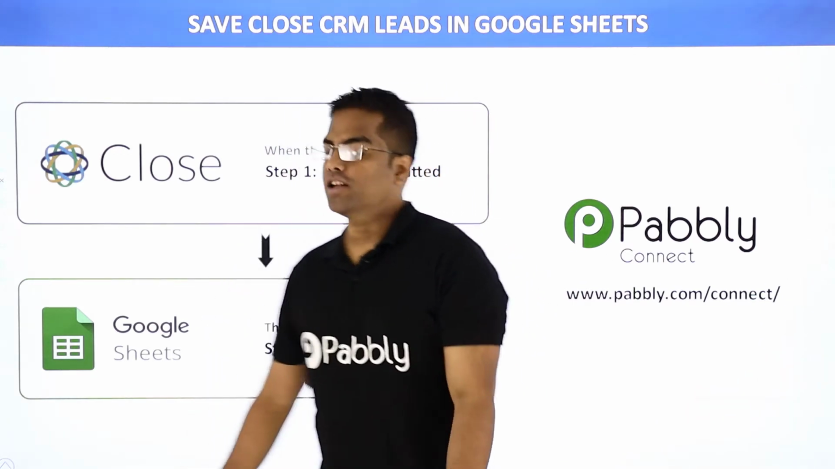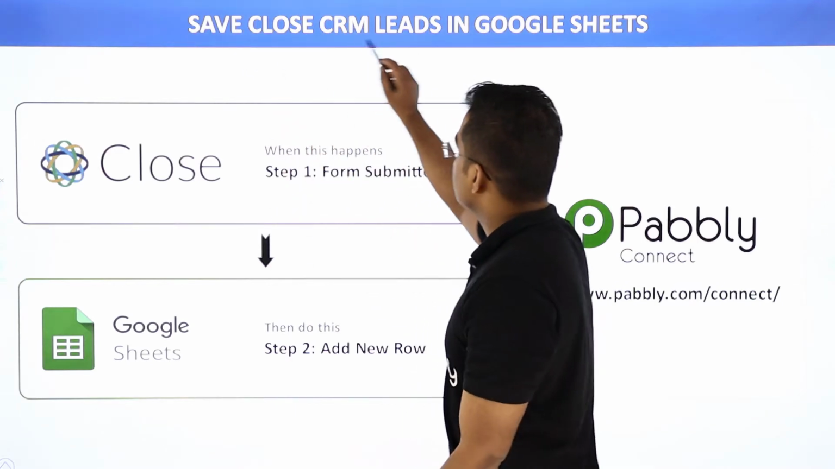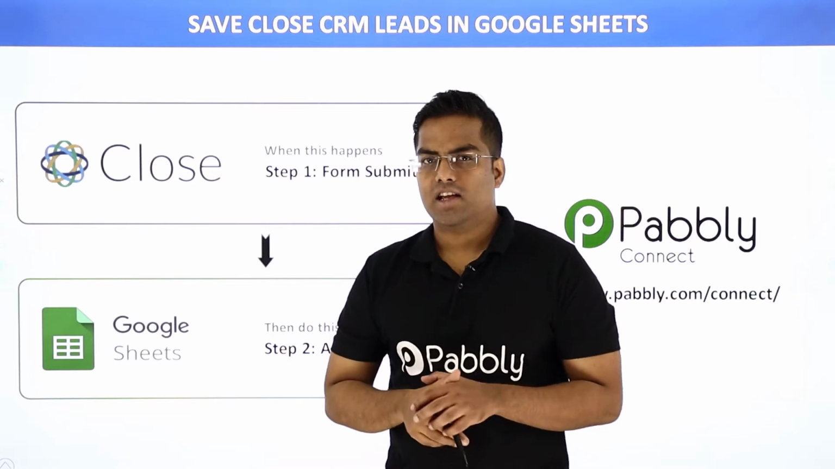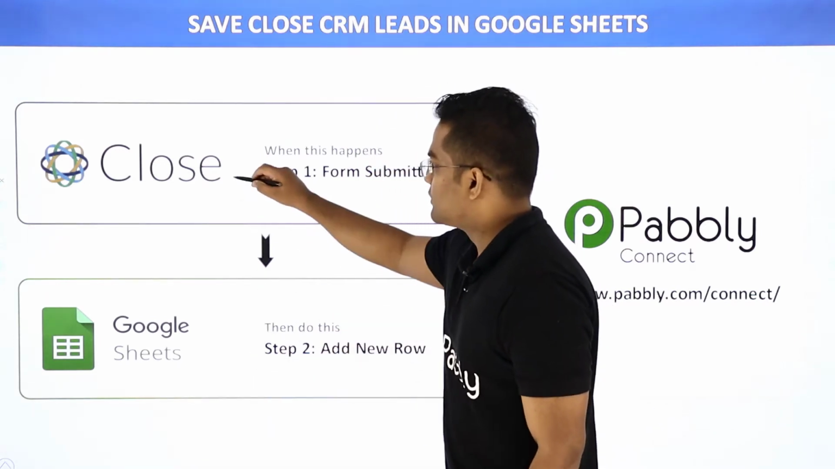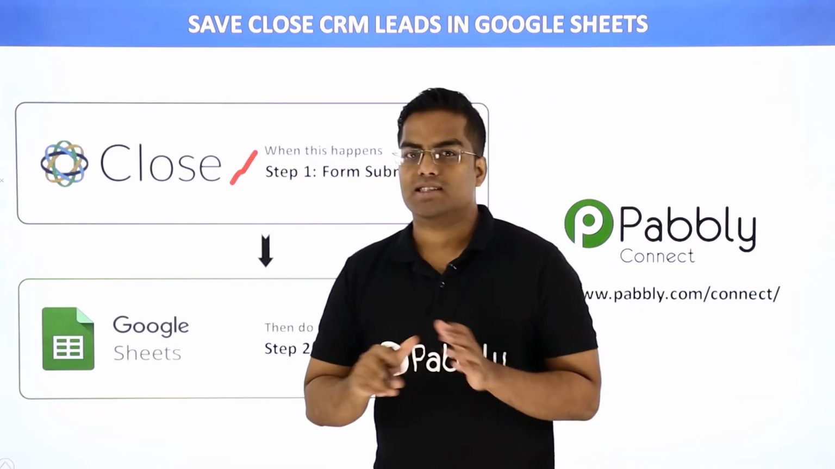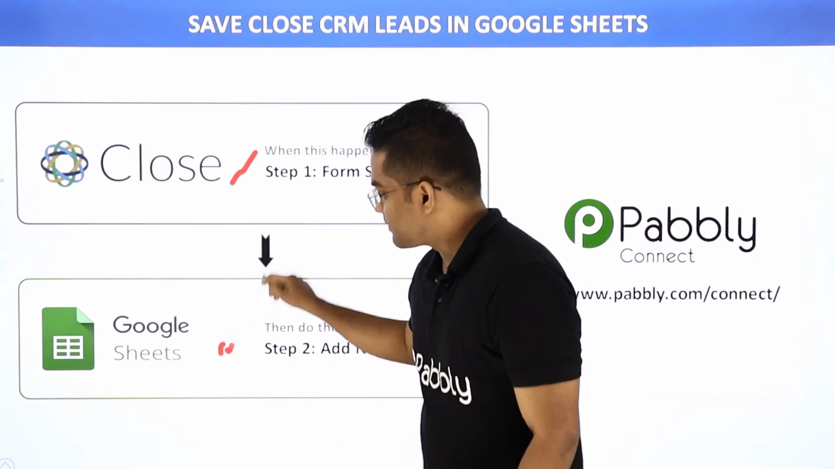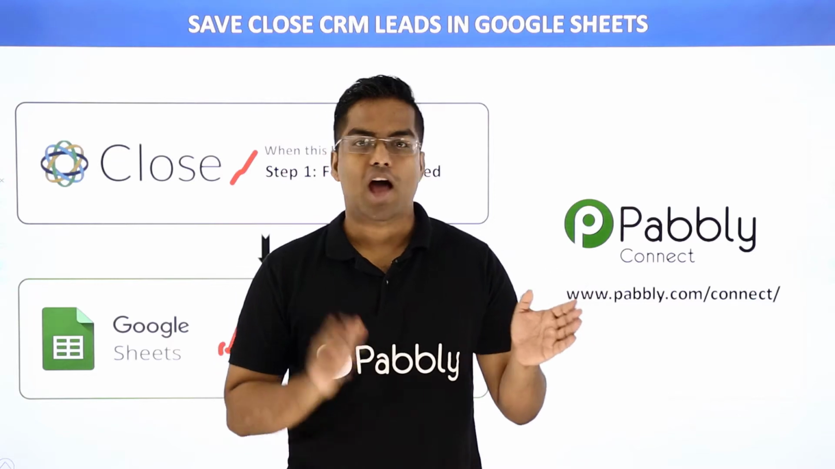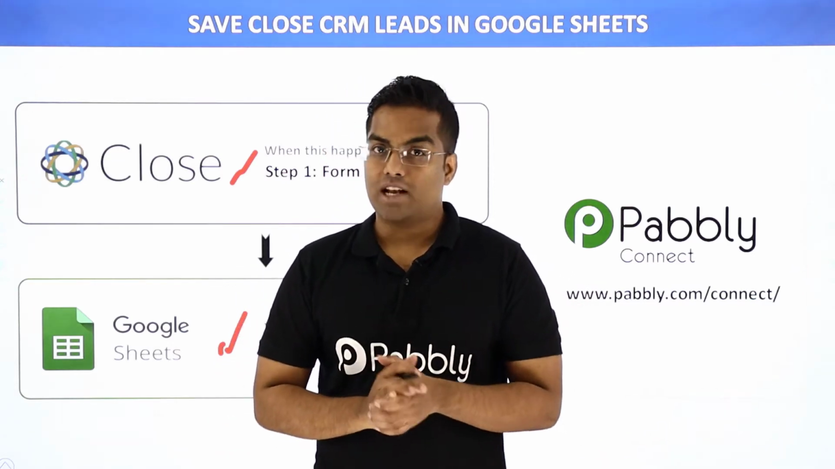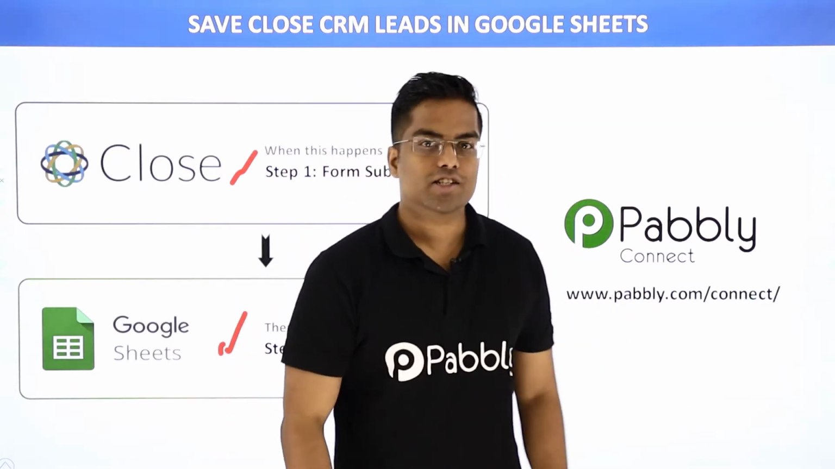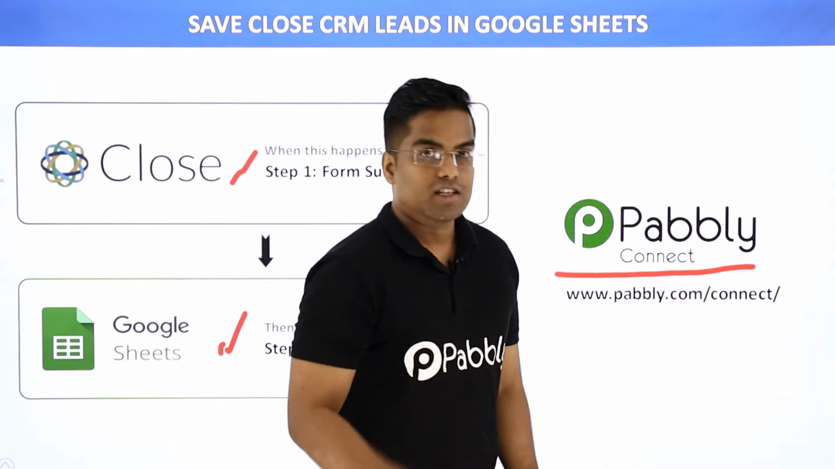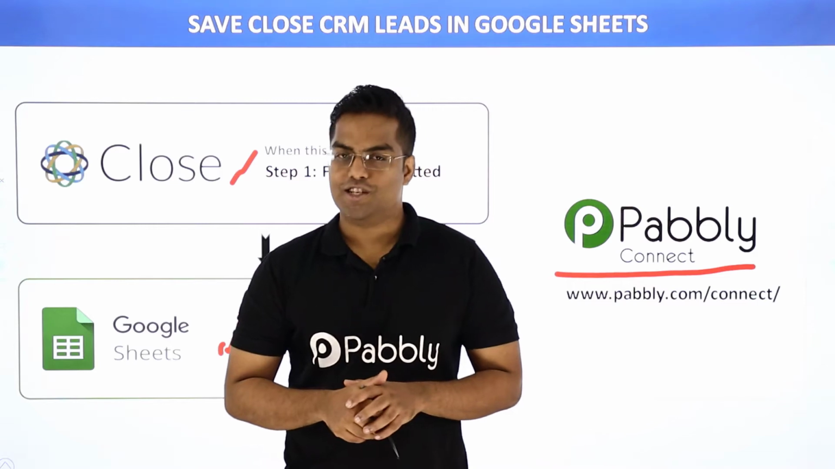In this video we will learn how to save Close CRM leads in Google Sheets automatically. The idea is that if a new form submission happens in Close CRM, it will automatically send this data to Google Sheets. But the issue here is there is actually no connection between Close CRM and Google Sheets. So that is why we will be using an integration and automation software called Pabbly Connect that will integrate Close CRM and Google Sheets.